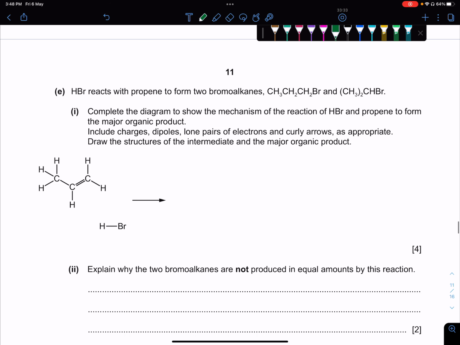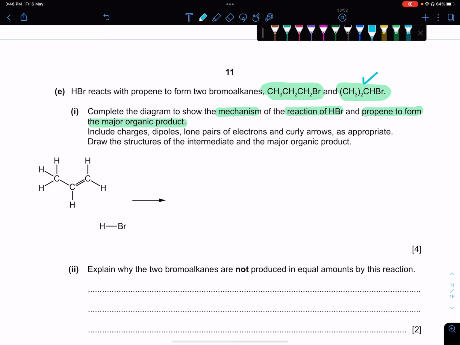Okay, next part. HBr reacts with propene to form 2-bromoalkanes. This is an electrophilic addition reaction. Complete a diagram to show the mechanism of the reaction of HBr and propene to form the major product of the reaction. So let's ask ourselves, which one of these will be the major product of the reaction?